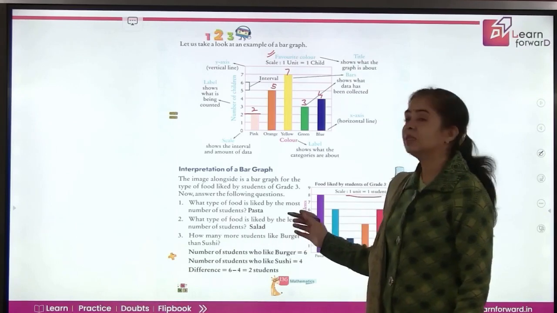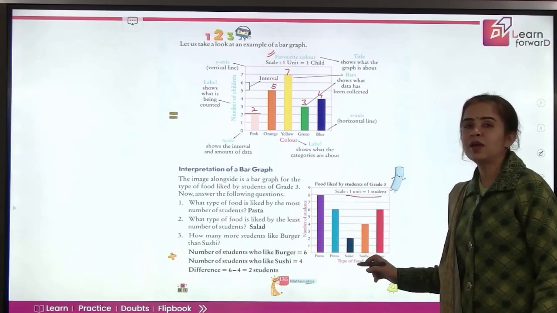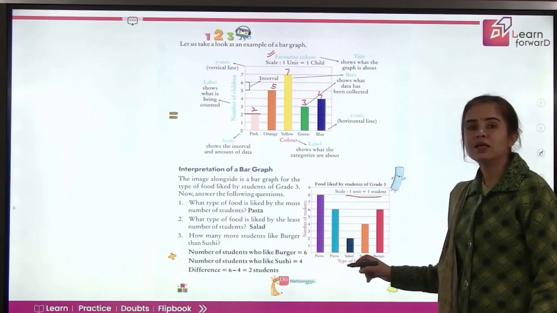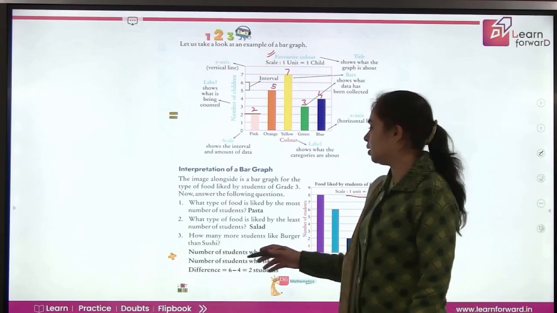Which is liked by the least number of students? So, you look at the smallest bar here. That is salad, although it's very healthy.